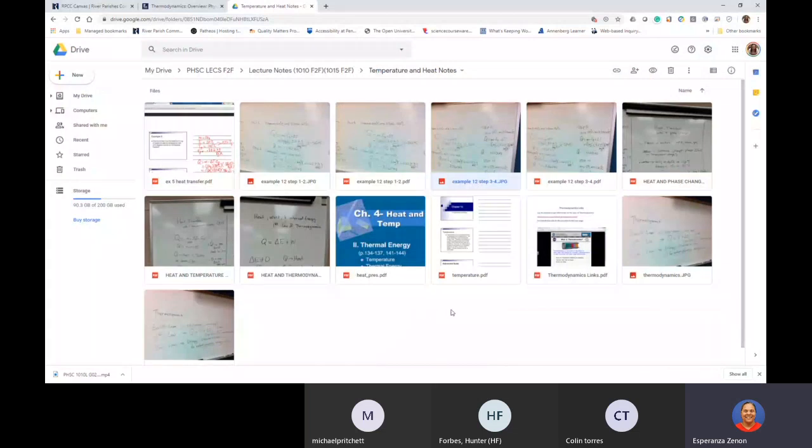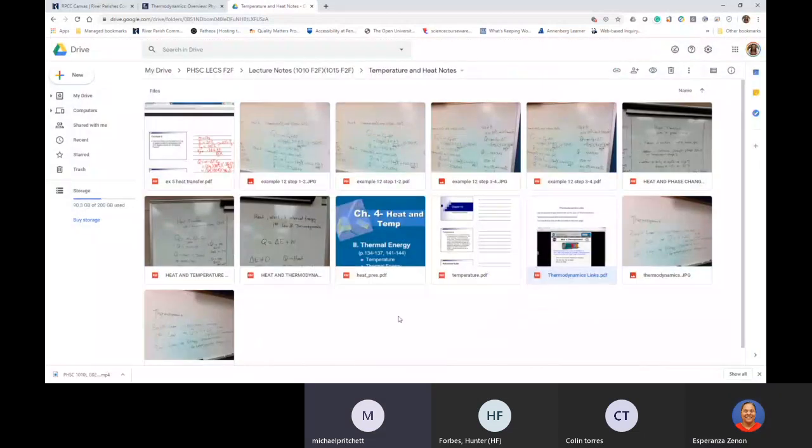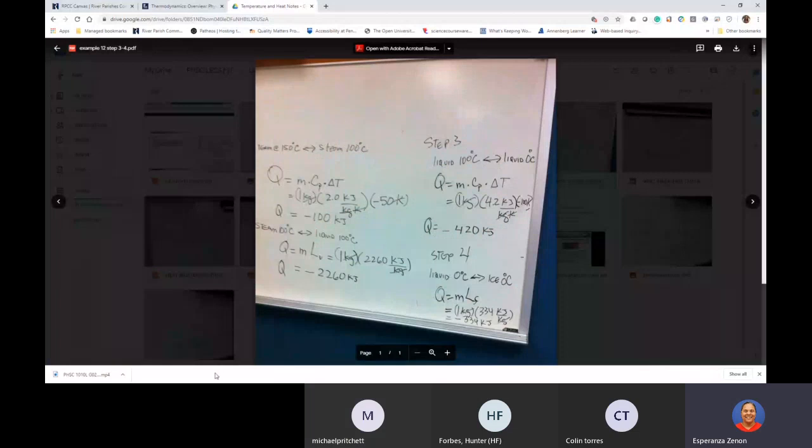All right. So the last thing I want to talk about is thermodynamics. I just wanted to add up everything. So the answer is negative 3,114. Let's do it. Let's add it up. So I'll take this one here. Negative 100 and negative 2260. That's negative 2360, right? Right.